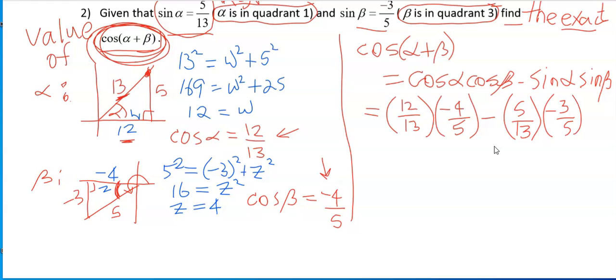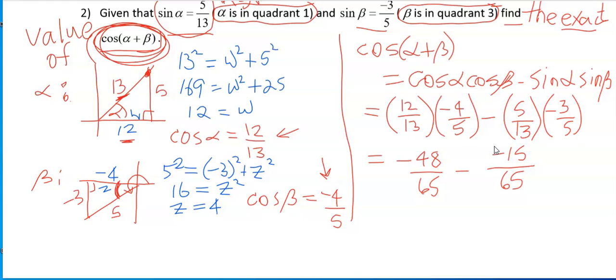Now, you have to work out the answer to this. Leave your result in exact form, meaning as a fraction. You could probably just type that into your calculator and get the result. For the first multiplication you're going to have negative 48 over 65 minus, and then the second fraction becomes negative 15 over 65. Notice the denominators are already alike. If they were not alike, I'd have to get common denominators. But your calculators do that anyway.